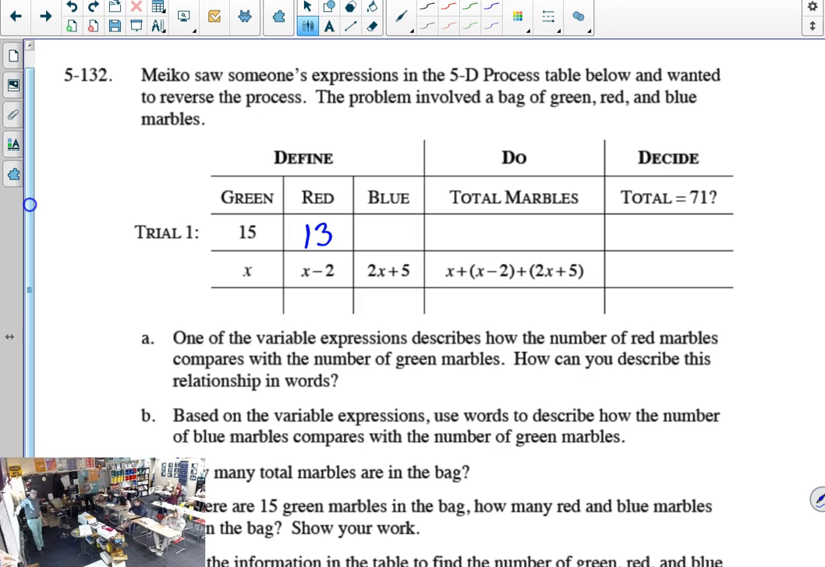Double the greens, then add 5. So we double the green, and then add 5. So we're going to keep working these processes. Have a great day.